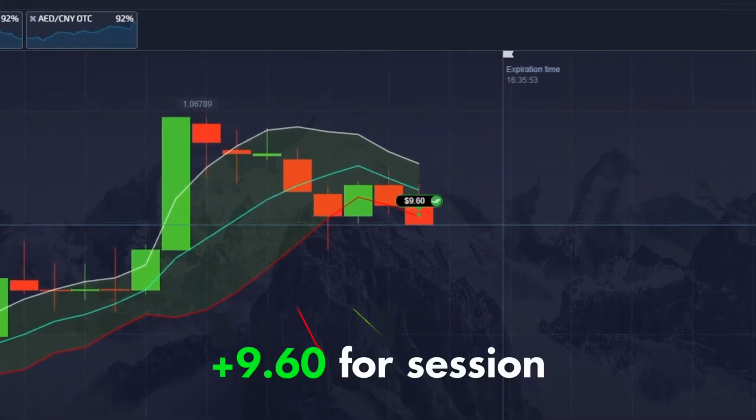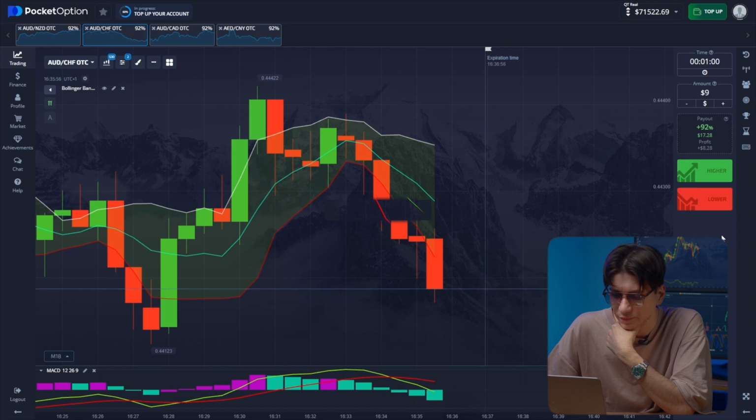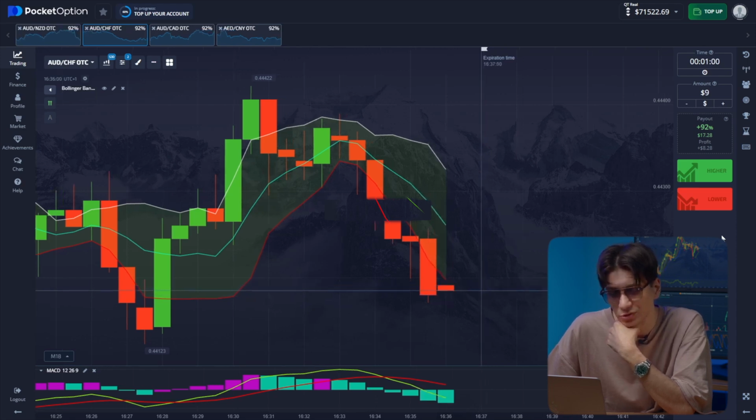Oh my gosh, I made the right call. The trade closed in my favor. That was tense. 9 in the account. Let's keep going. Switching to second pair. Changing the amount to 9 and yes, I'm going to invest in an uptrend. Hit the button.